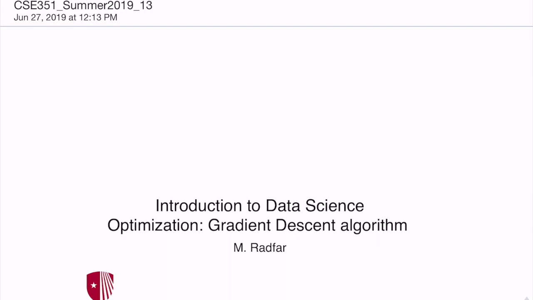Gradient descent algorithm is one of the most popular techniques used to find the parameters of an objective function. But before we talk in detail about the gradient descent algorithm, we need to review and revisit derivative and partial derivative, which you have learned in high school.